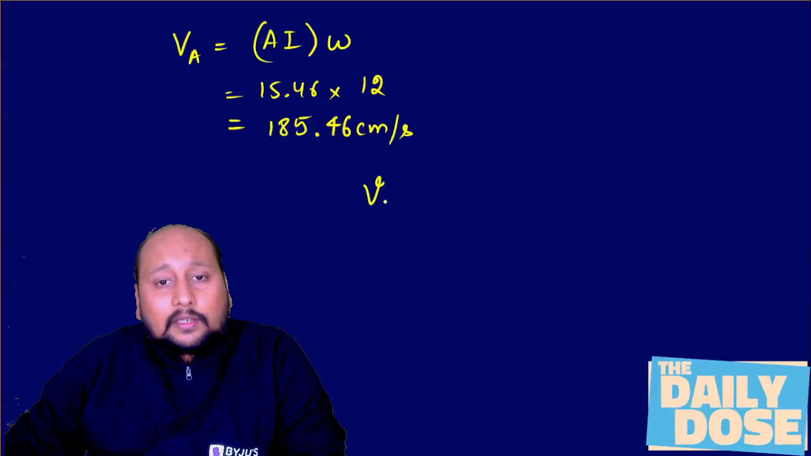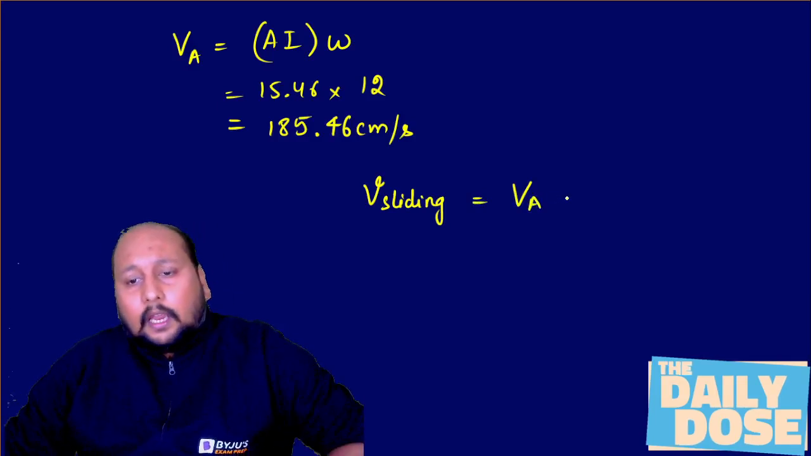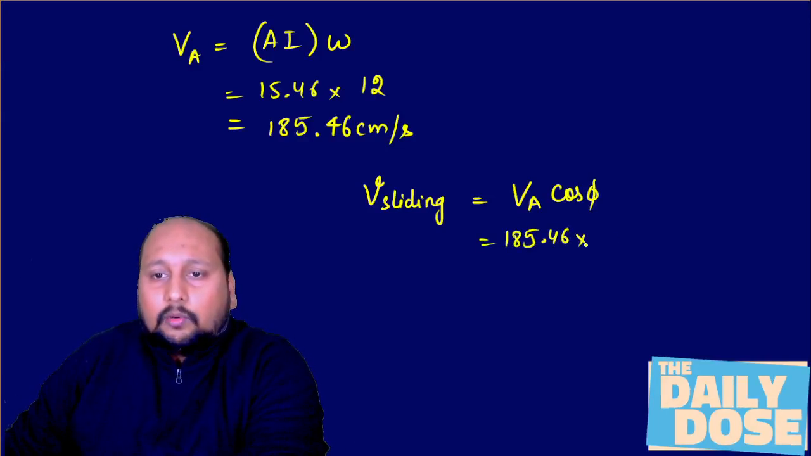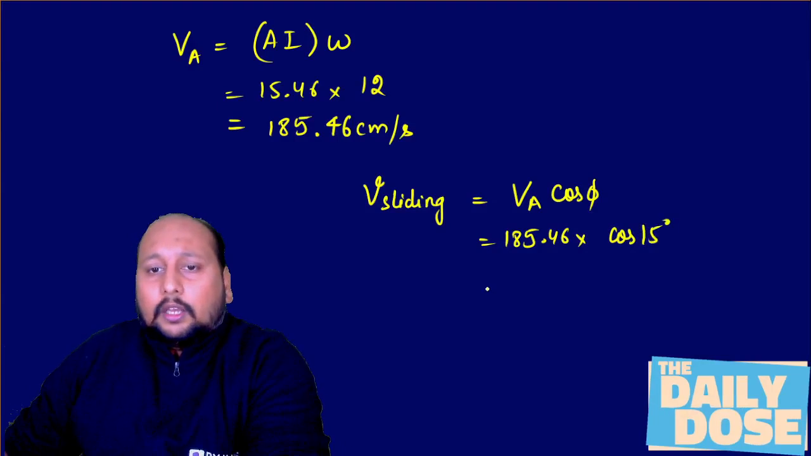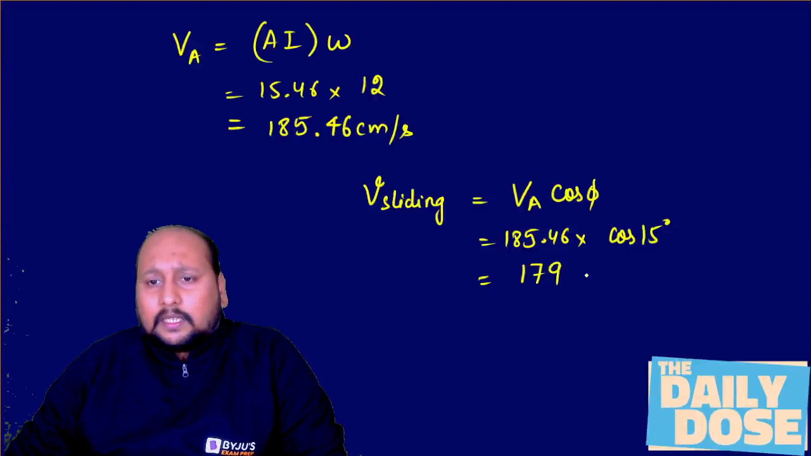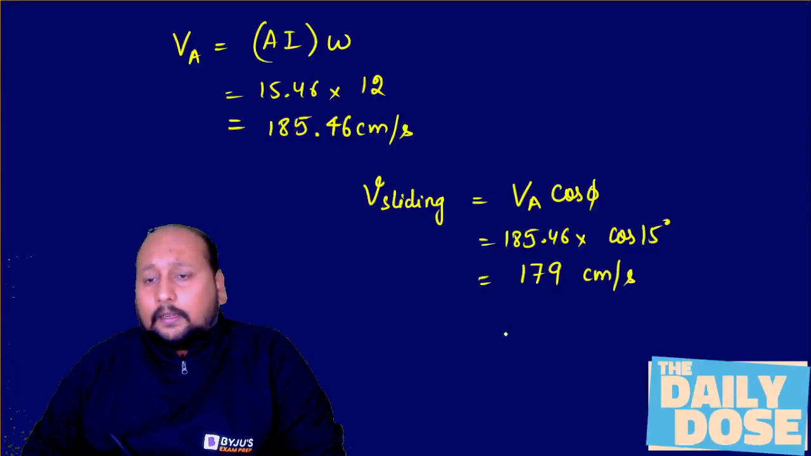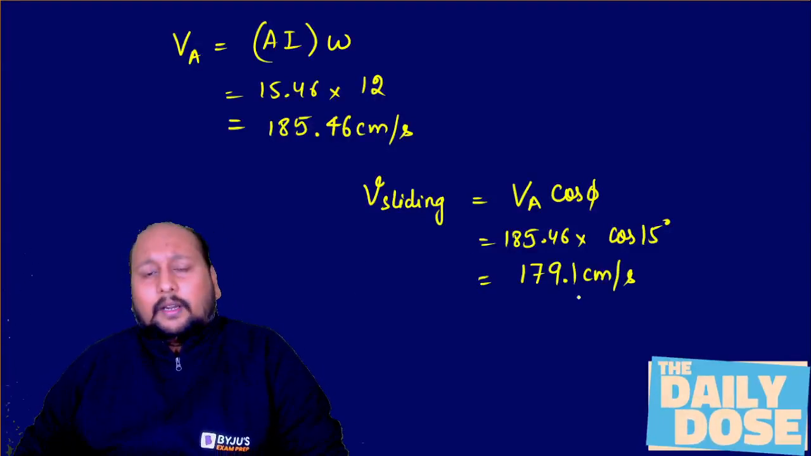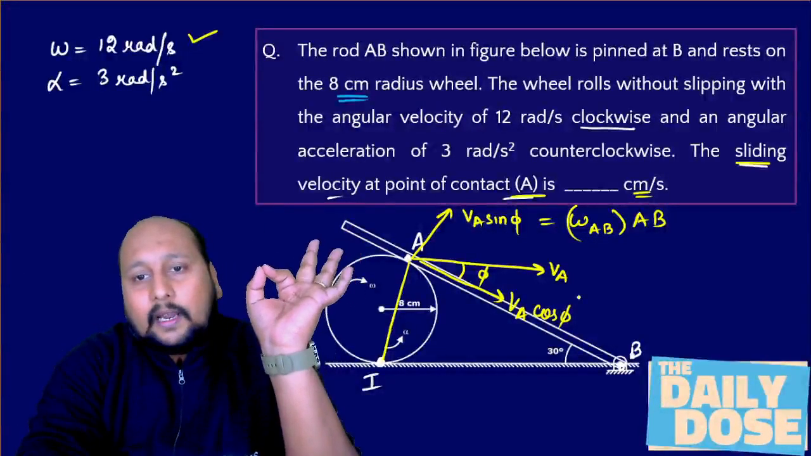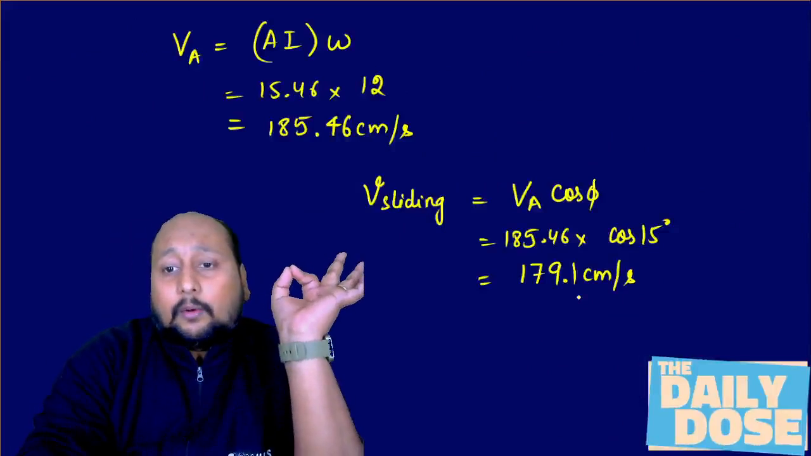Once we have the value of VA, we'll be easily able to calculate the value of sliding velocity. The sliding velocity at the point of contact is equal to VA into cos phi. So VA is 185.46 into cos of 15 degrees. Solving it, you'll be getting approximately 179.1 centimeter per second. By this way, I'm able to calculate that the sliding velocity at the point of contact is coming out to be 179.1 centimeter per second.